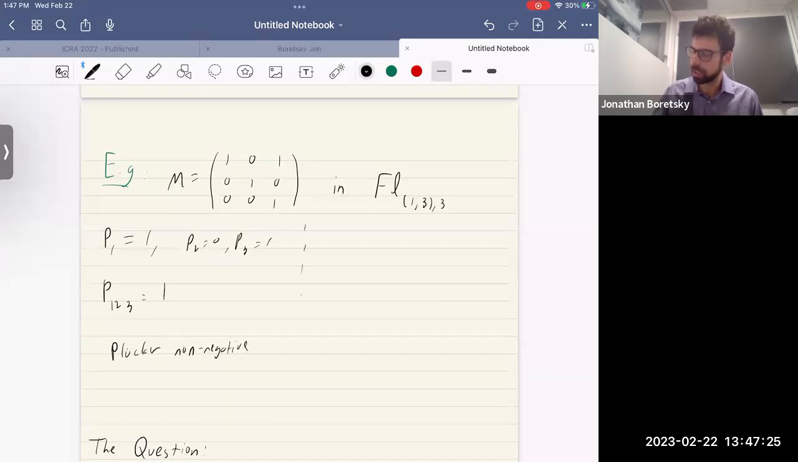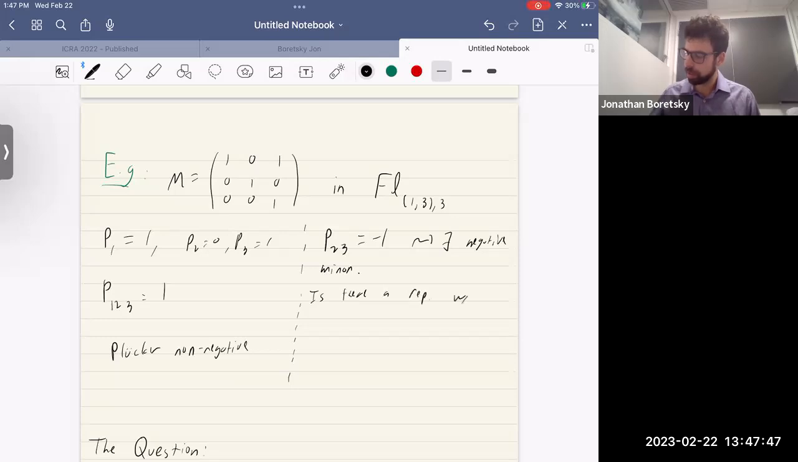However, as I just pointed out, there is an issue. P23 is equal to -1. So there exists a negative minor. And the question is, is there a representative with all minors non-negative? Okay, and the answer is no.